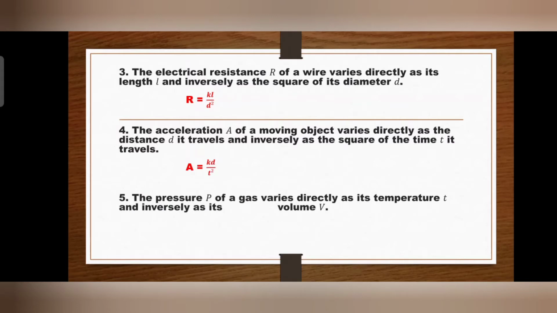The number 5, the pressure P of a gas varies directly as its temperature T and inversely as its volume V. So the answer is P is equal to varies directly as its temperature T. So K times T, and inversely, since meron na siyang inversely, it means divide na. Inversely as its volume V. So K times T divided by V.